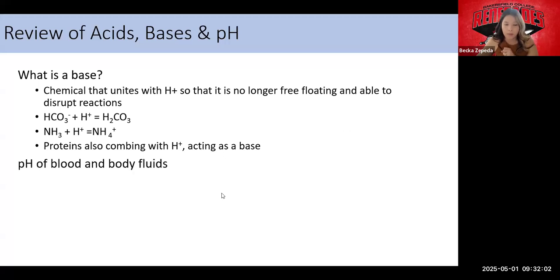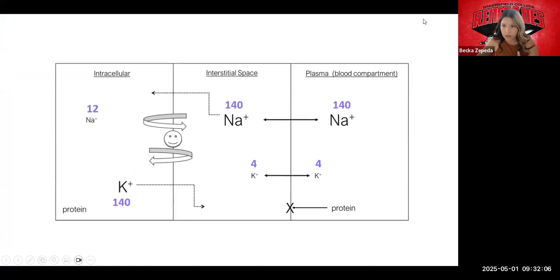And then pH of blood and body fluid. We talked about many times before that the normal blood pH range is 7.35 to 7.45. However, at this point, you should know that each fluid compartment actually has its own normal or average pH. So the intracellular fluid inside the cells should have a pH of about 7. The interstitial space, and this should already be in your lecture notes, has a pH of about 7.35.